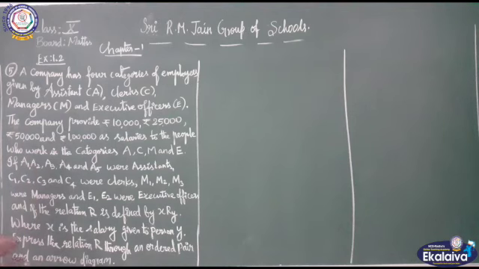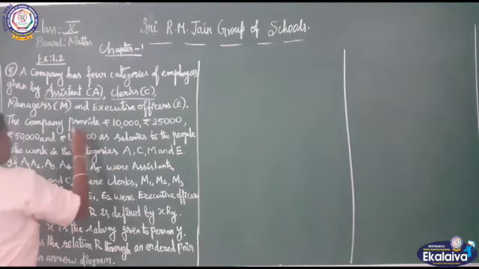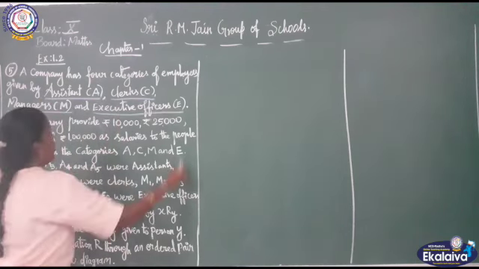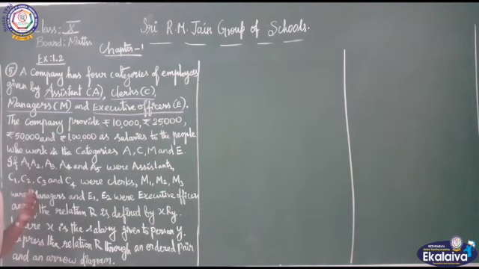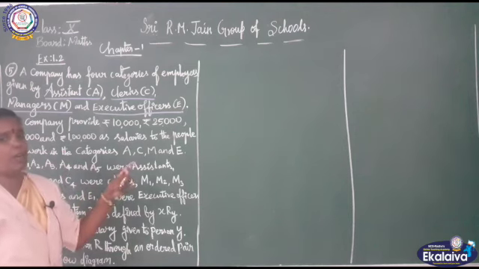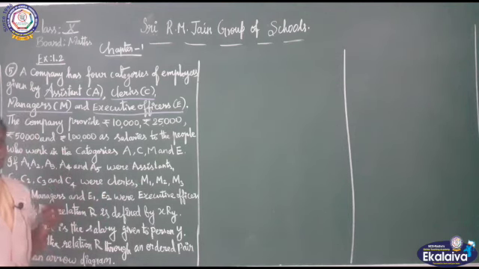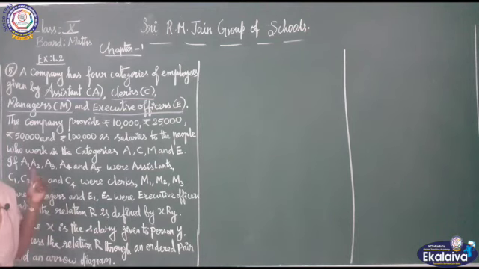A company has 4 categories of employees: assistant A, clerk C, manager M, and executive officer E. The company provides salaries of rupees 10,000, rupees 25,000, rupees 50,000 and rupees 1 lakh to the people who work in the categories A, C, M and E. That means assistants earn 10,000, clerks earn 25,000, managers earn 50,000 and the executive officer earns 1 lakh.